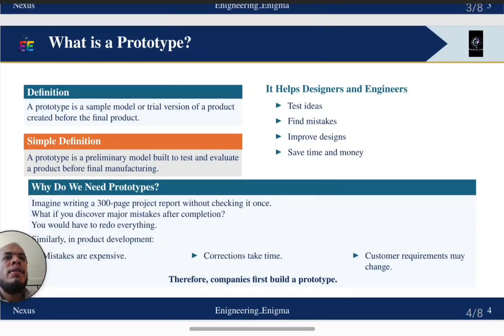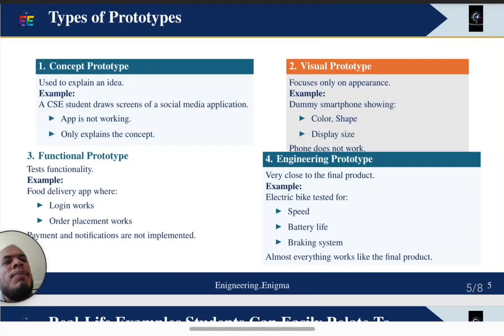Let me wait a second. Therefore, companies create prototypes first. There are some types of prototypes. Remember these four: concept prototype, visual prototype, functional prototype, and engineering prototype. Think of them as four stages in development. Let us understand them one by one.